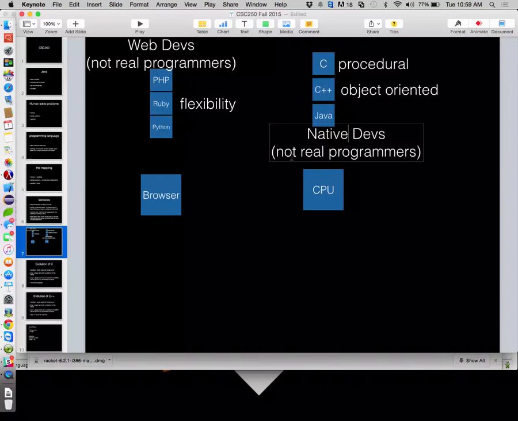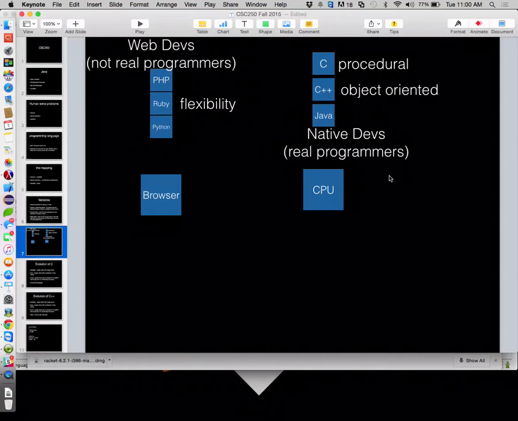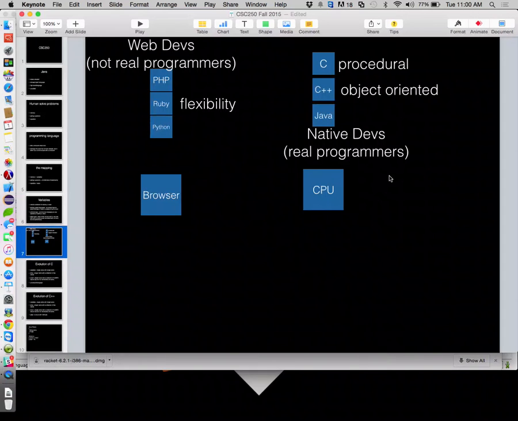Native devs, and these guys are the real programmers, and they really need more power, even though it might be a little bit more complex and stuff like that. They want the jet engines, not the battery-operated scooters that I'm going to be riding up and down the hall. It's going to be awesome.